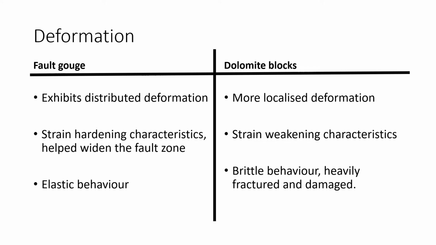The strain hardening is also thought to be the reason behind the width of the fault. For the fault to widen, the strength of the fault rock must be greater than that of the country rock. Strain hardening most likely let this happen.